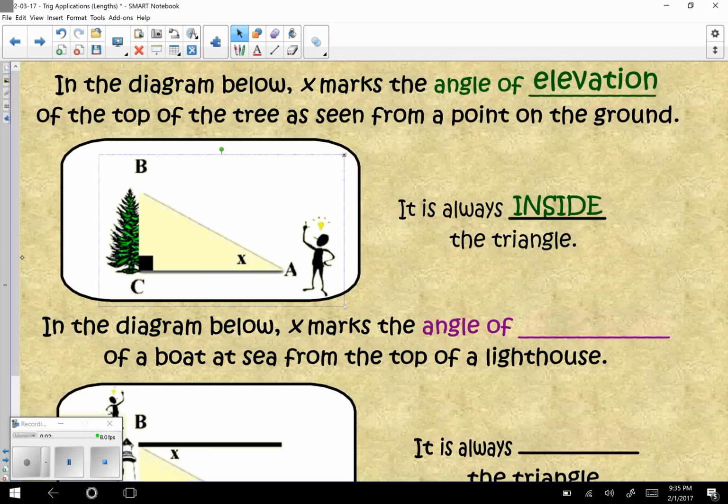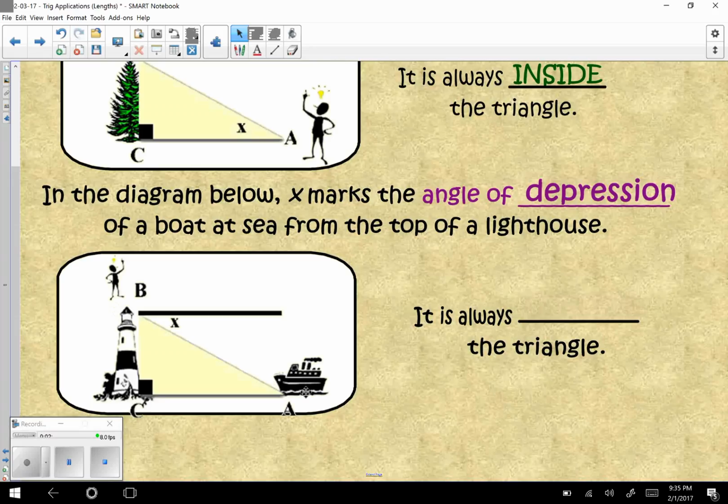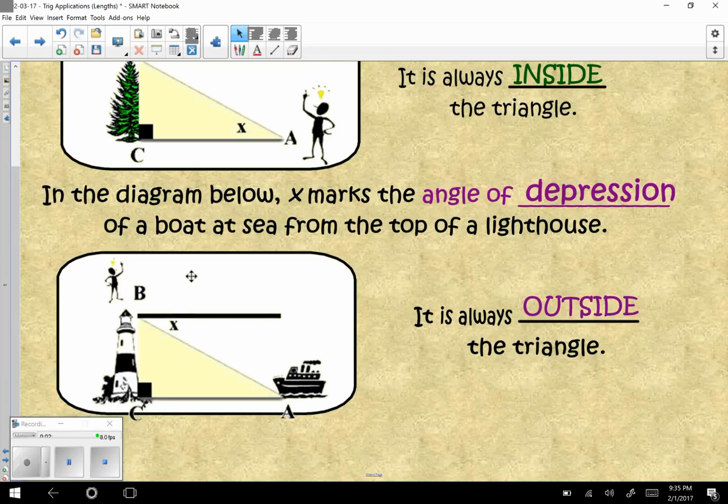All right, in this next one, we've got this lighthouse. This is what I'm talking about. It's a little easier to see. So if you were sitting in the top of this lighthouse and you were looking down at this boat, an angle of depression is going to be created here at X. It is always going to be outside of your triangle that you draw. Okay. This value here doesn't do a whole lot for me, but maybe if you're looking at the ground and this horizontal line and this line from the lighthouse to the boat, you might notice something there.